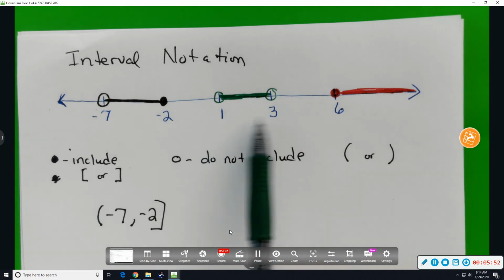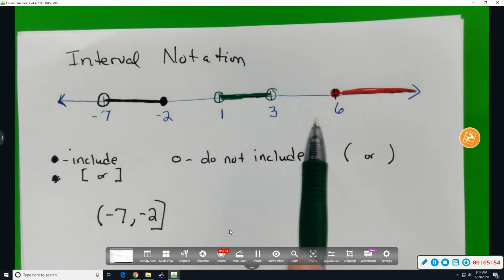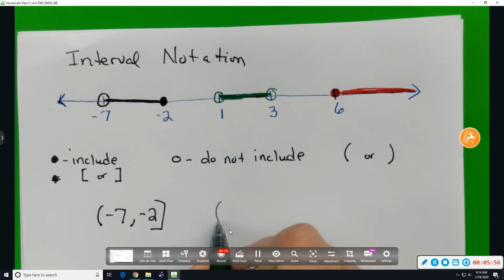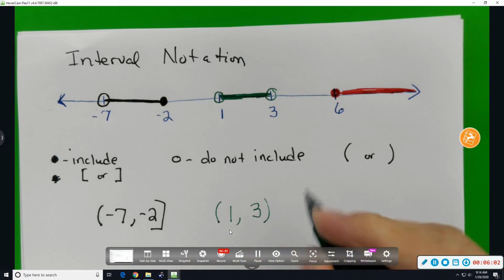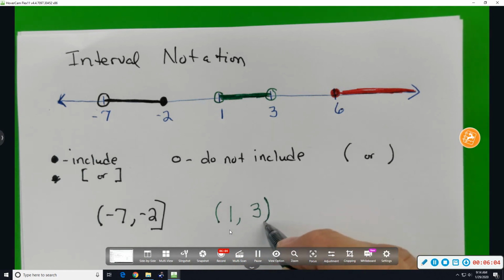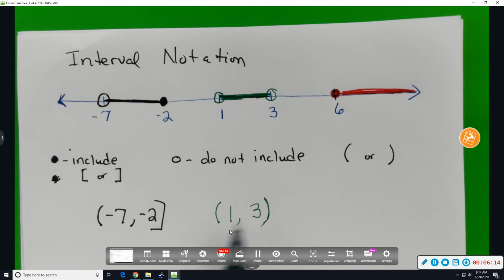The green interval, how would I write that? Well, I'd go parentheses, because it's an open circle, 1, comma, 3, parentheses. When you're doing this interval notation, make sure you're always working left to right. Don't write 3, comma, 1. You should write these numbers, smallest number first, then the largest.